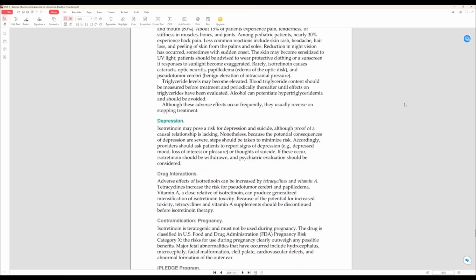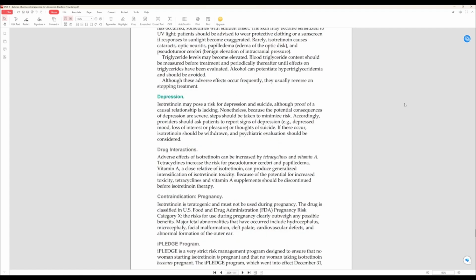Its drug interactions. Adverse effects of isotretinoin can be increased by tetracyclines and vitamin A. Tetracyclines increase the risk for pseudotumor cerebri and papilledema. Vitamin A, a close relative of isotretinoin, can produce generalized intensification of isotretinoin toxicity. Because of the potential for increased toxicity, tetracyclines and vitamin A supplements need to be discontinued prior to the start of isotretinoin therapy.